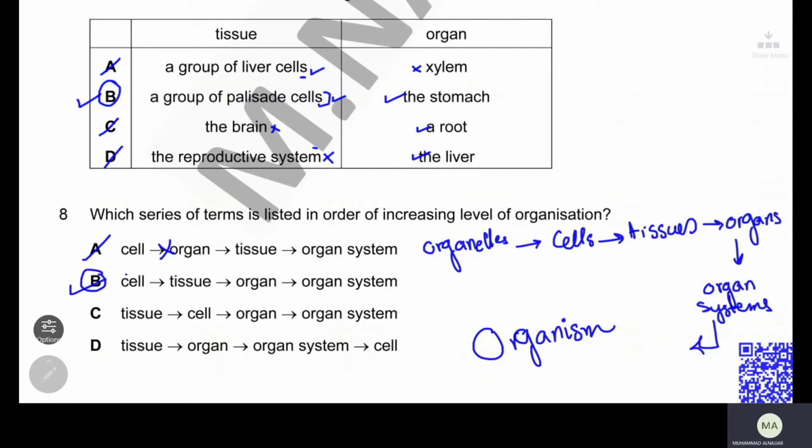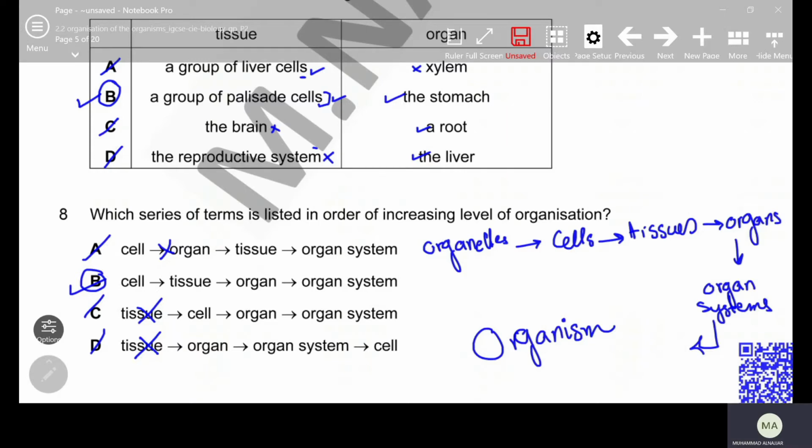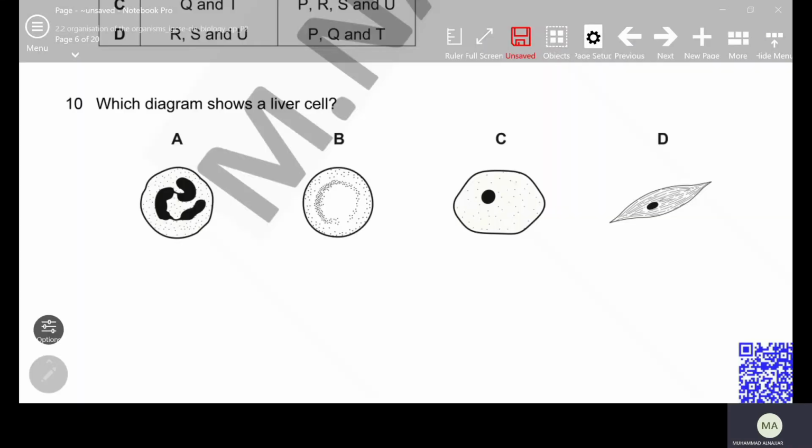Just to double check, in order to confirm that our answer is correct and there is no confusion, we will go through C and D. Tissue in the beginning, surely not, so we'll exclude it. D, tissue in the beginning, it is not, so we will exclude it too. So we have double checked that our answer is correct. Let's go to the next questions.